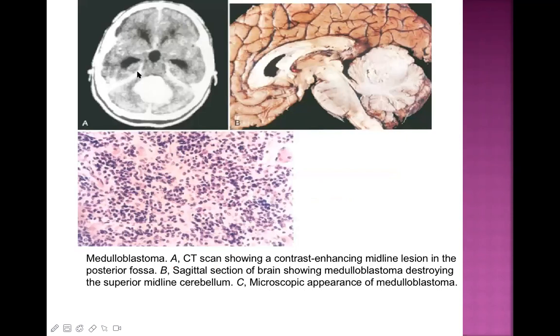This picture is telling us so many important points. Here, the CT scan shows a contrast-enhancing midline lesion in the posterior fossa. This is the one. This is the huge lesion in the posterior fossa, and if you look very carefully, see this, this is a lateral ventricle. This is also a lateral ventricle. This is the third ventricle. All of these are dilated. That means hydrocephalus is very common here, and it is already occurring in this patient.